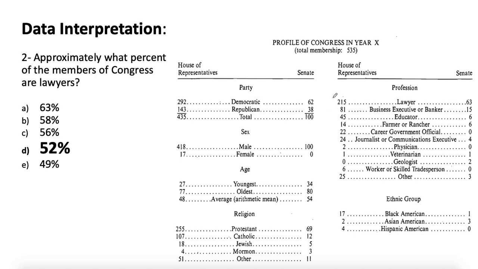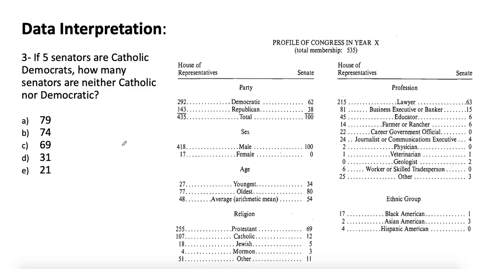Just add 215 and 63 and divide by the total 535, and you will get the required answer, which is 52. And remember one thing: when you see a percentage question, always see what the base is. In this scenario, our base is the total Congress members, not the House of Representatives or the Senate. The question could trap you just by changing the statement to, approximately what percent of the House of Representatives members or what percent of the total Senate members are lawyers or business executives, right? Okay.